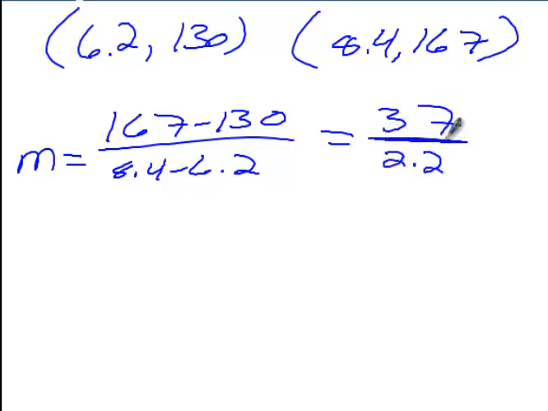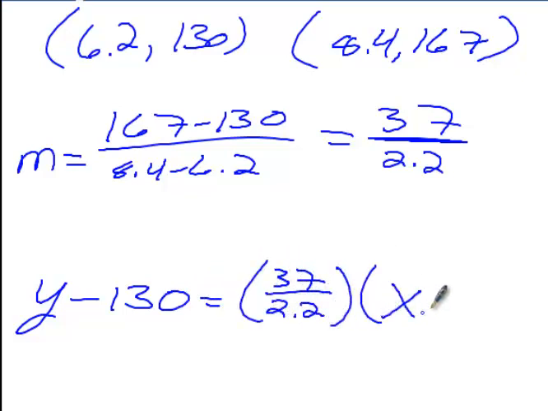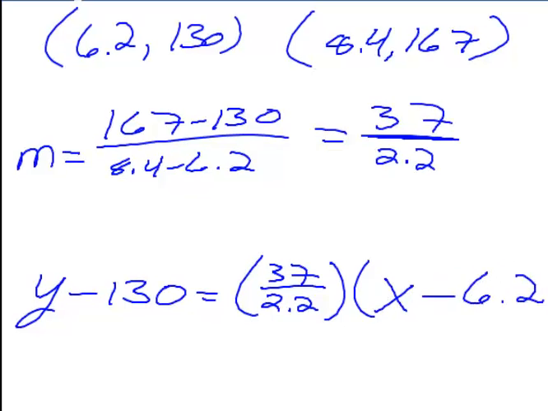And even though technically it's not proper to have a decimal in a fraction, I'm not going to make you convert it over and all that garbage. Okay? So if you want to, you can leave it like that, or you can type it into a calculator and get a single decimal. It's up to you. Just remember, the more decimals we use, the less accurate your numbers are. Okay? So now we plug into the formula, right? Y minus 130 equals 37 over 2.2 times x minus 6.2.